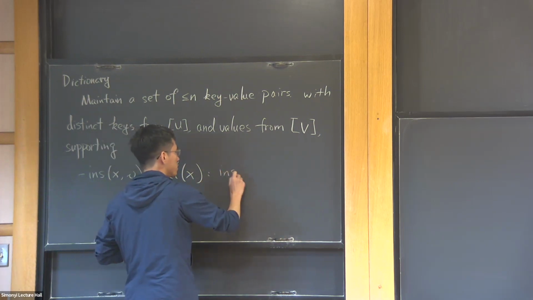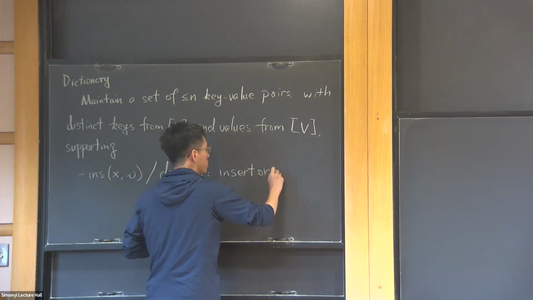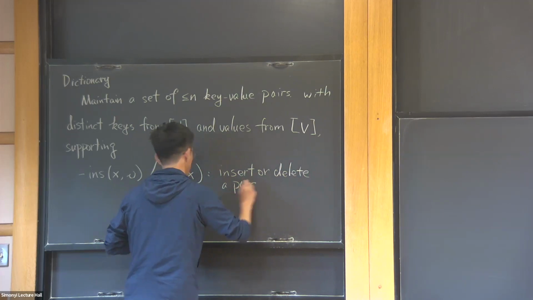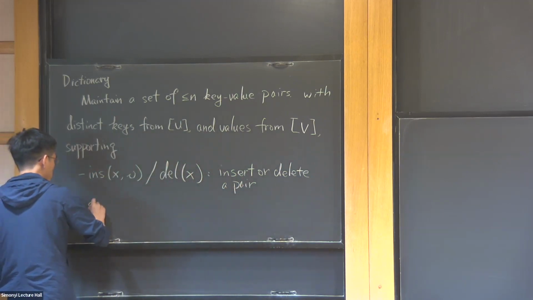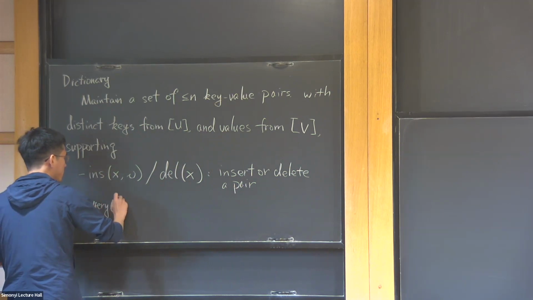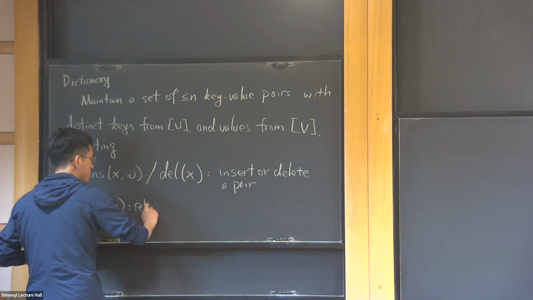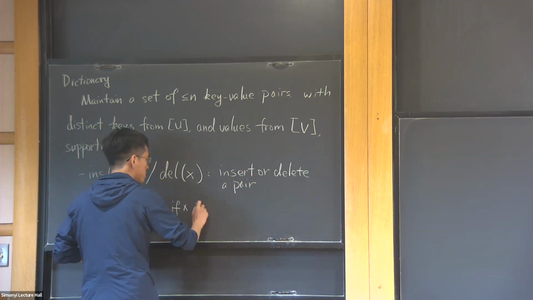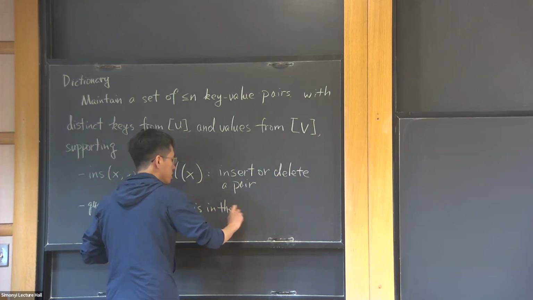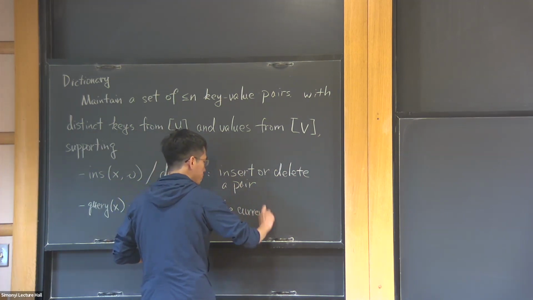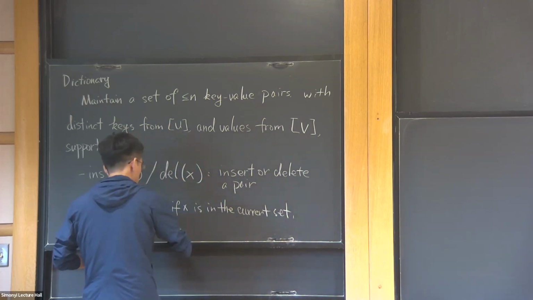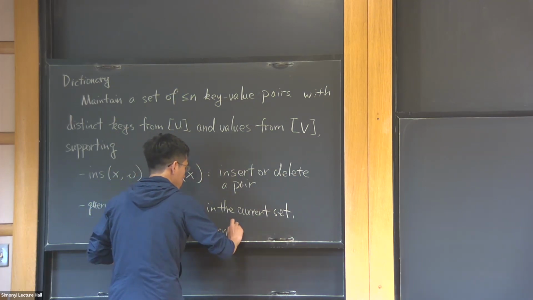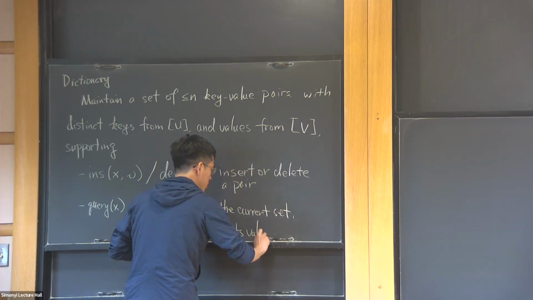So we are going to insert or delete a pair, or the data structure needs to support queries where we are given a key x and we must return whether this key is in the current set, and if so, what its value is. Return whether x is in the current set, and if so, return its value.